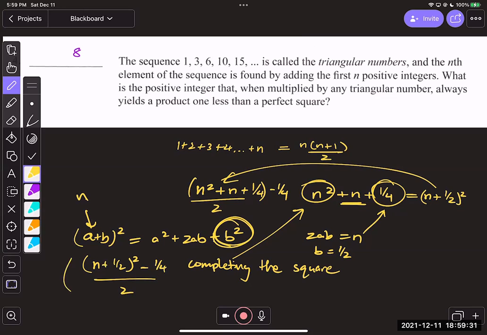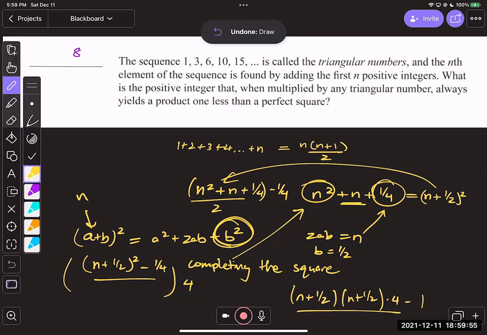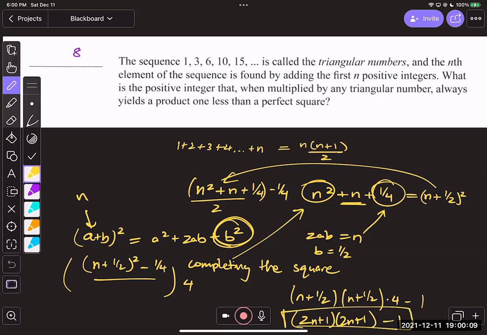And you'll notice that if I multiply all of this by 8, that's the same thing as multiplying this by 4, which is the same thing as multiplying n plus 1 over 2 times n plus 1 over 2 times 4, minus 1 over 4 times 4, which is 1. Now, is this an integer squared? If I split this into 2 different multiplying by 2's, this becomes 2n plus 1 times 2n plus 1, which is indeed always an integer squared. So that is why 8 is your answer.